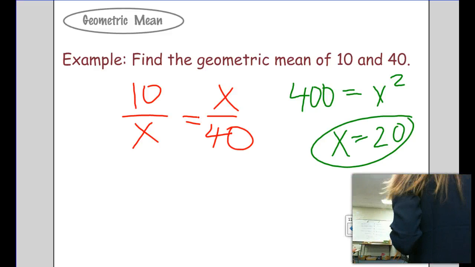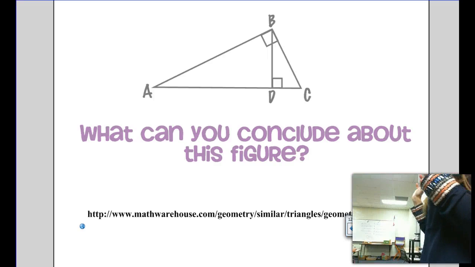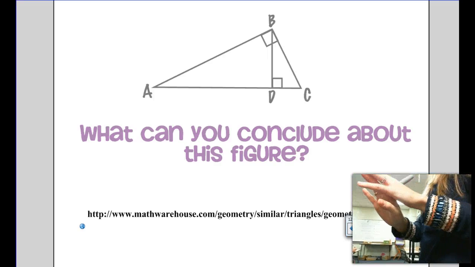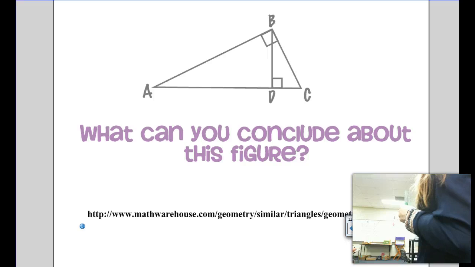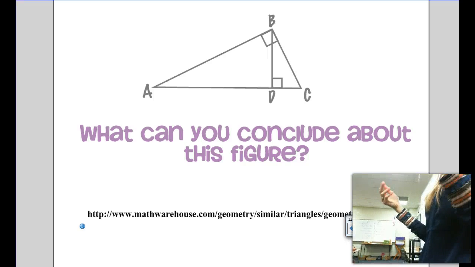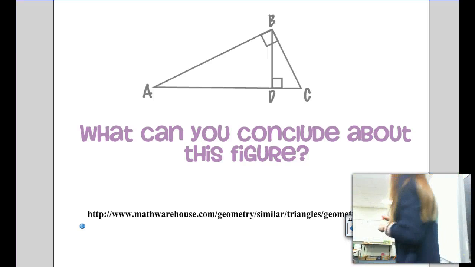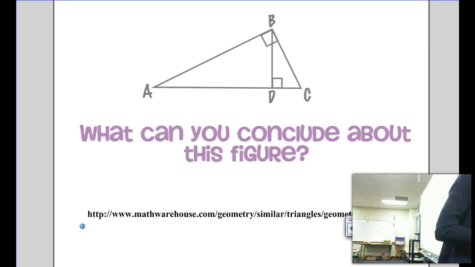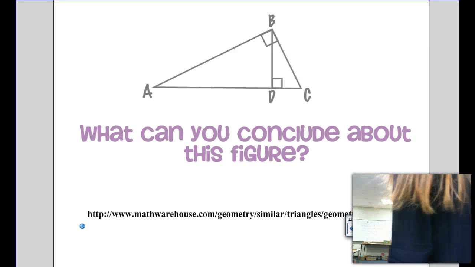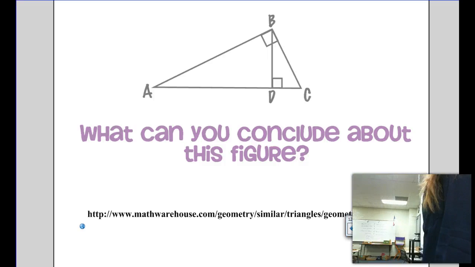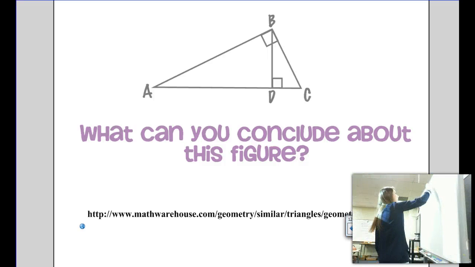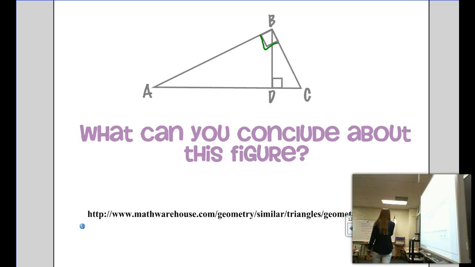Moving on. Okay, so that was the easy part, like I said, of the lesson. Now we're going to look at it in the context of triangles, okay? Ashley, what kind of triangle is ABC? Yes, that's exactly what I wanted you to say. ABC is a right triangle. So what we're going to learn today only works in right triangles.